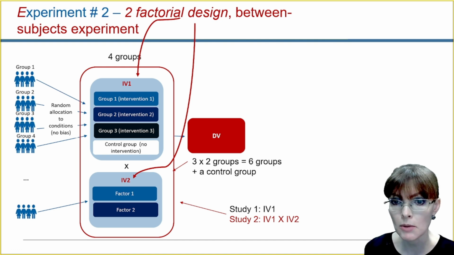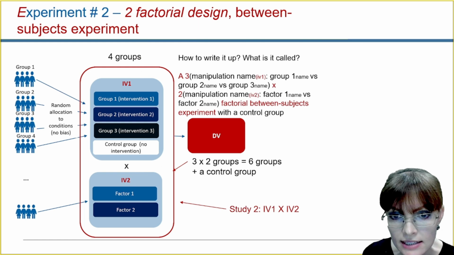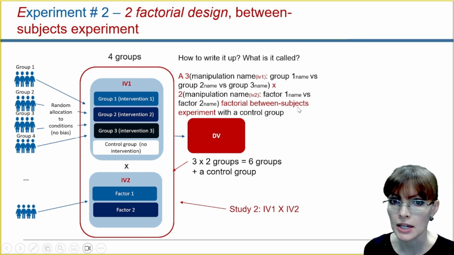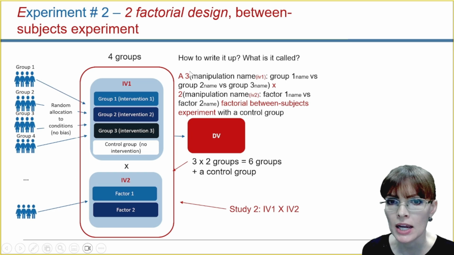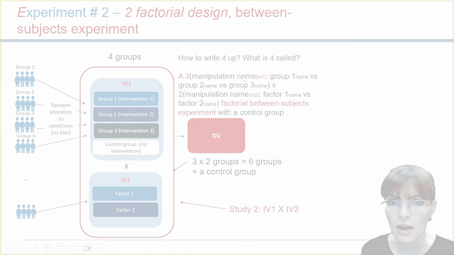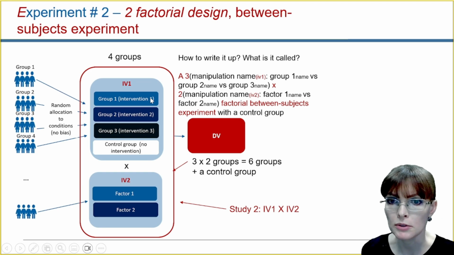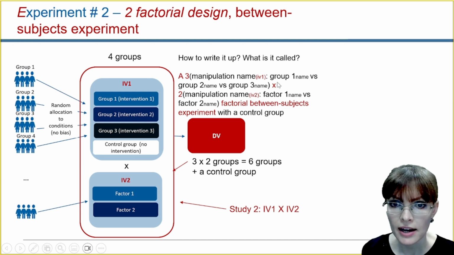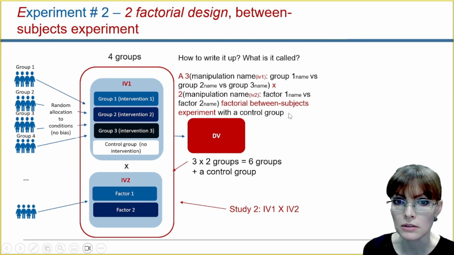How can we write it up? Obviously, it's a more complex design. Very easy. We follow exactly the same logic. But this time what I've done, I've taken a control group out of the overall bracket. What I'm saying is that it was a 3, and then in brackets I have the names of the first 3 interventions times 2, and now I have the names of these 2 factors and the name of this overall independent variable. And it is a 3 by 2 factorial design, and it's again between subjects design.